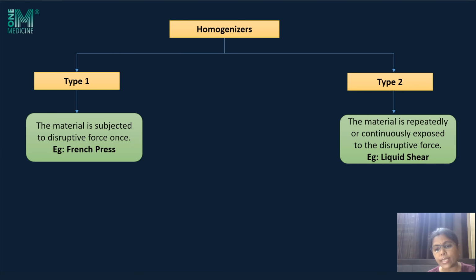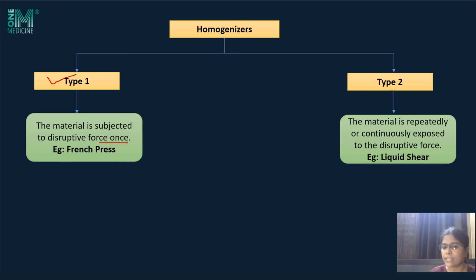Now these homogenizers are again of two types. First one is the type 1 homogenizer, one for one. That means the material is subjected to the disruptive force once, and it is using the French press technology. Type 2, the material is repeatedly or continuously exposed to the disruptive force, and it is done by liquid shear.